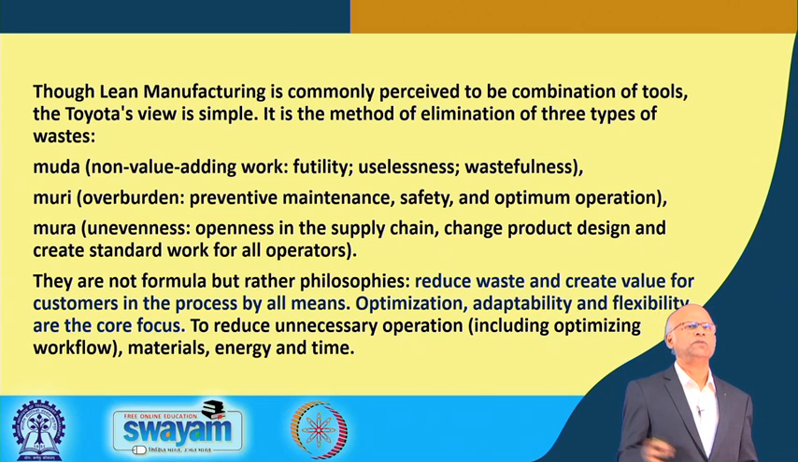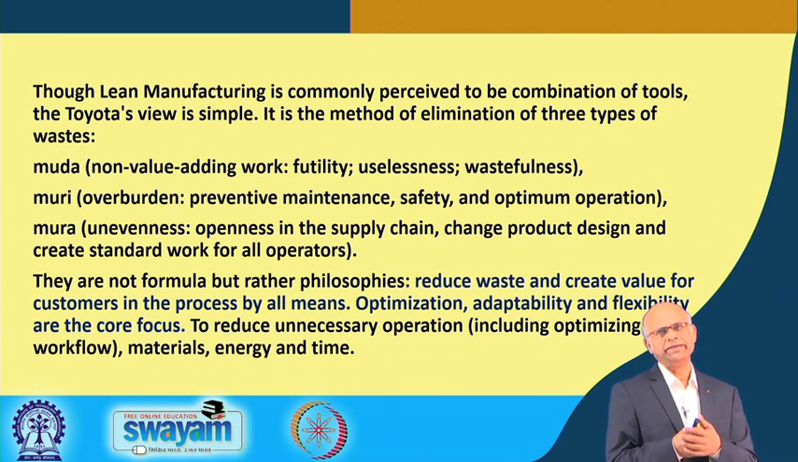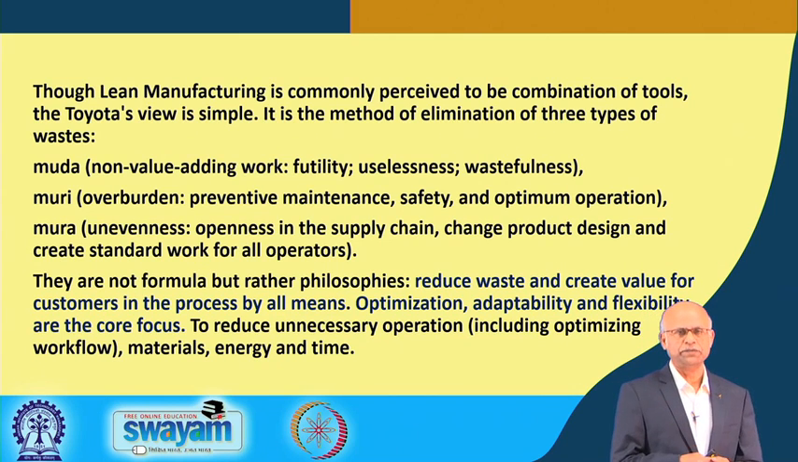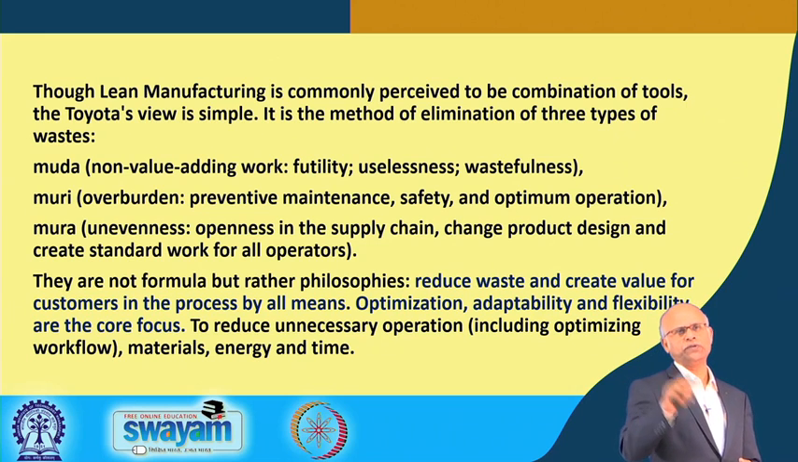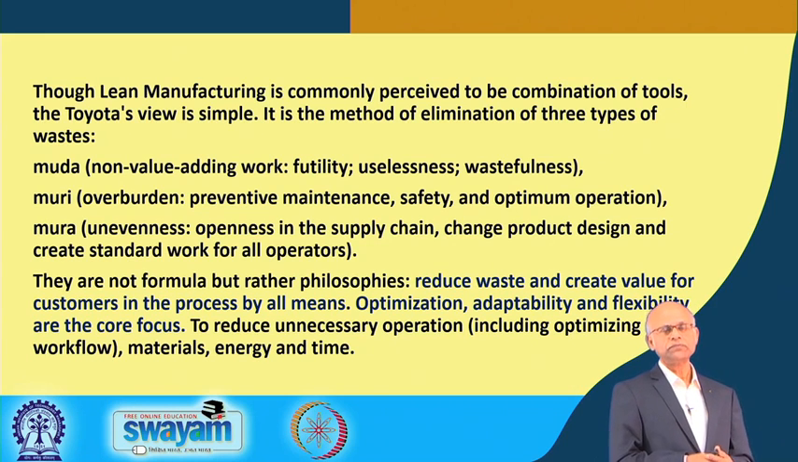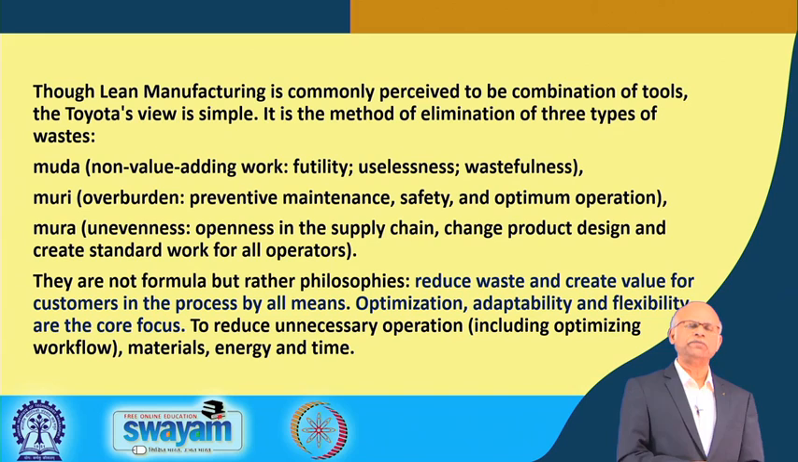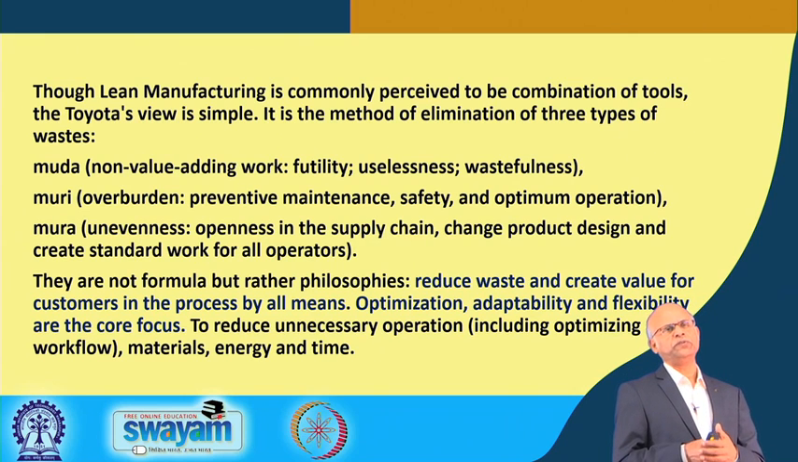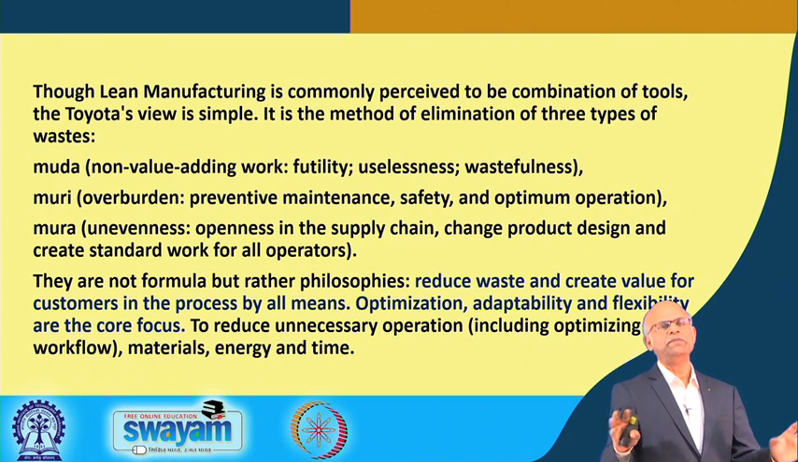Though lean manufacturing is commonly perceived to be a combination of tools, Toyota views this as a very simple thing. As I said, it is to reduce waste, but what is waste and how do you reduce it? They categorize the waste in 3 groups. One is muda, that is non-value adding work, like polishing, or adding a new package, adding another layer to something which is not appreciated by customers. Even if that is not there, customers are going to buy, so remove all of them, eliminate them.